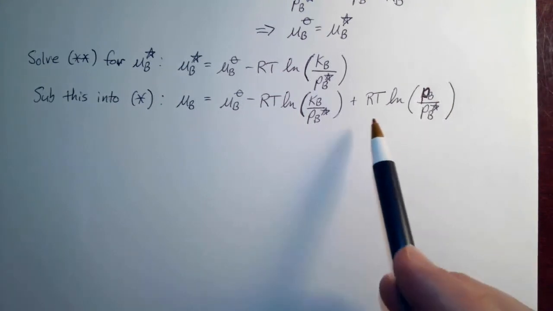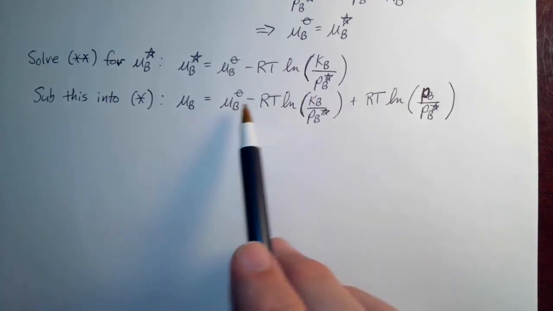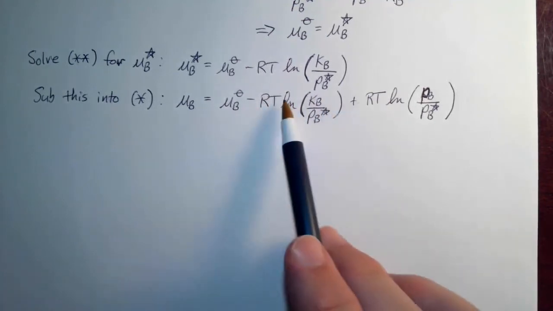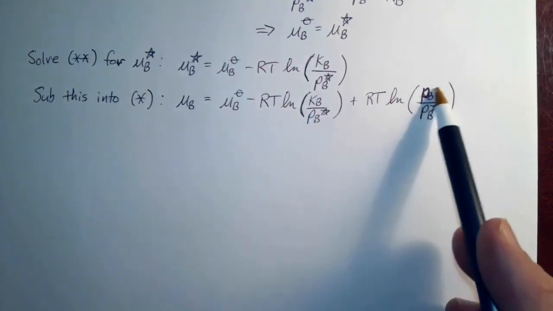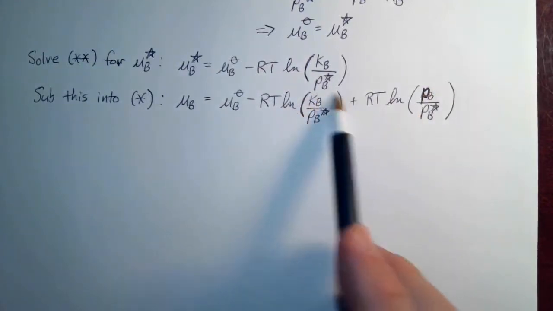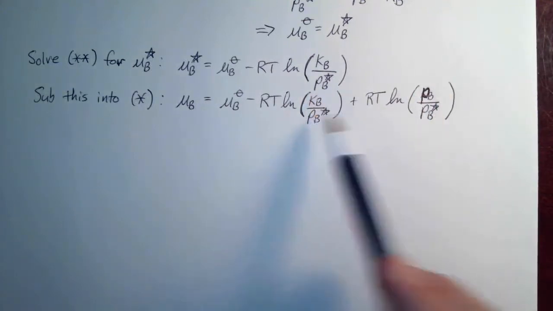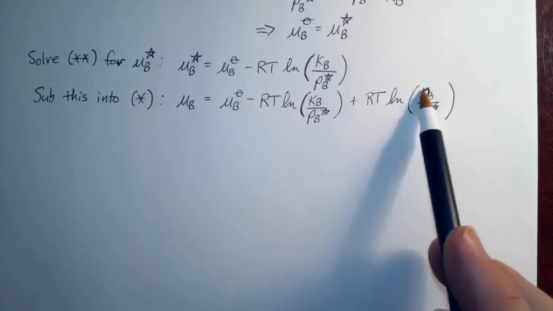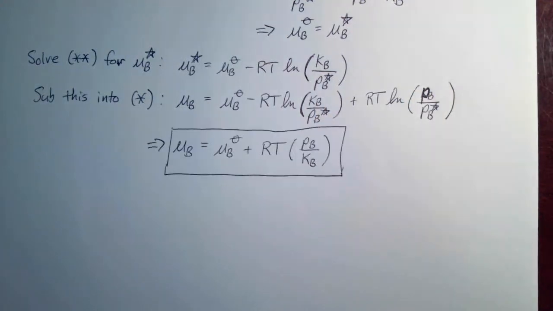And now I'm going to combine these two natural logs. They both have coefficient RT in front. This one's negative. So when I subtract this one from this one, that's like taking the arguments and dividing them. So it'll be this argument divided by this argument. And when I do that, you see the PB stars cancel because they're both in the denominator. And I end up with PB over KB. All right, and we end up with this equation.